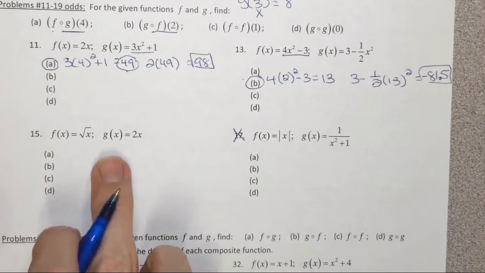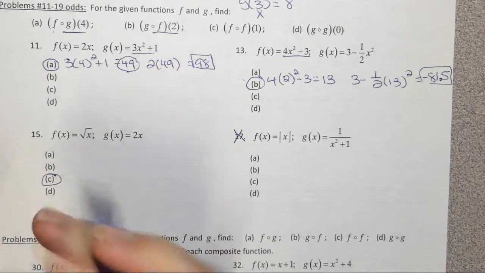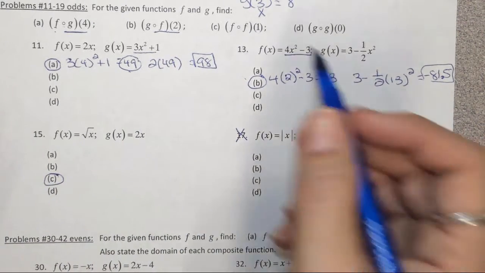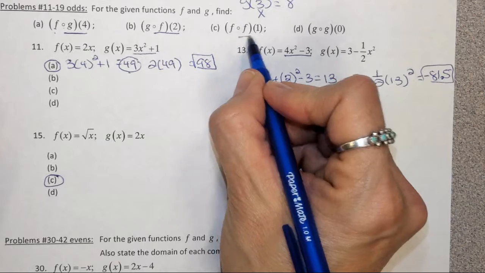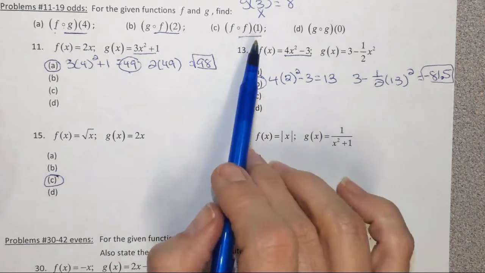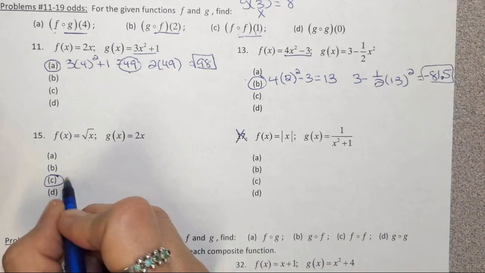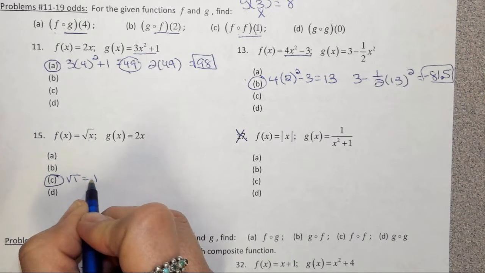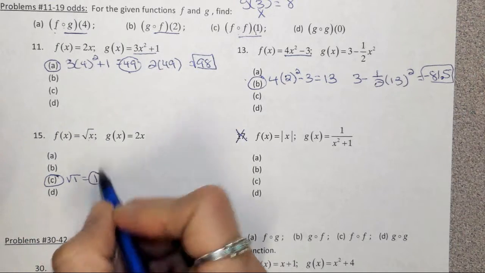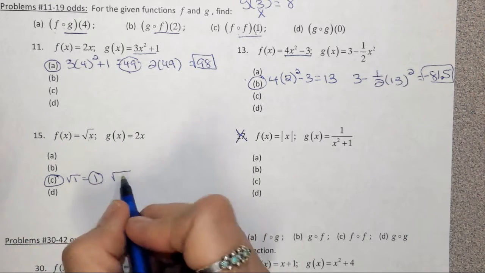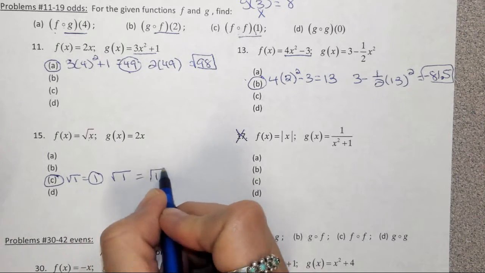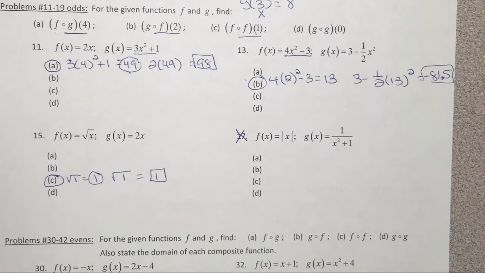On 15, I think I did letter C for all my classes. So C wants me to do F of 1. So I'm going to plug 1 into function F. So the square root of 1 is 1. And I'm going to take that answer and plug it back in to F again. So I get the square root of 1 again. So my answer is just 1.